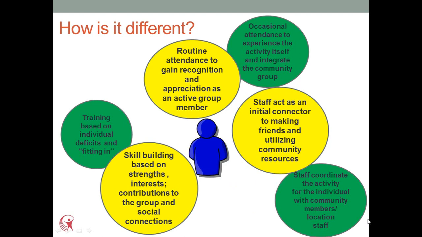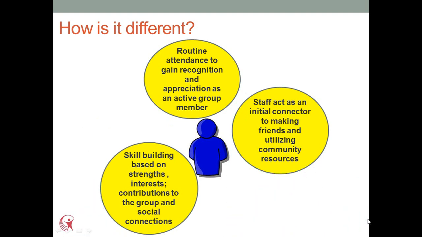Let's delve a little deeper, old way versus new way. If you take a look at the green circles, in the past, we've provided people with occasional experiences, occasional attendance to an activity in the community or a place versus getting out there routinely and developing some skills and developing some familiarity. Staff have primarily coordinated the activity for the individual with community members, setting up the location, setting up the event so that it's successful, versus the individual being empowered to make some of that happen on their own. And the training that we've done has been primarily based on individual deficits and on fitting in.